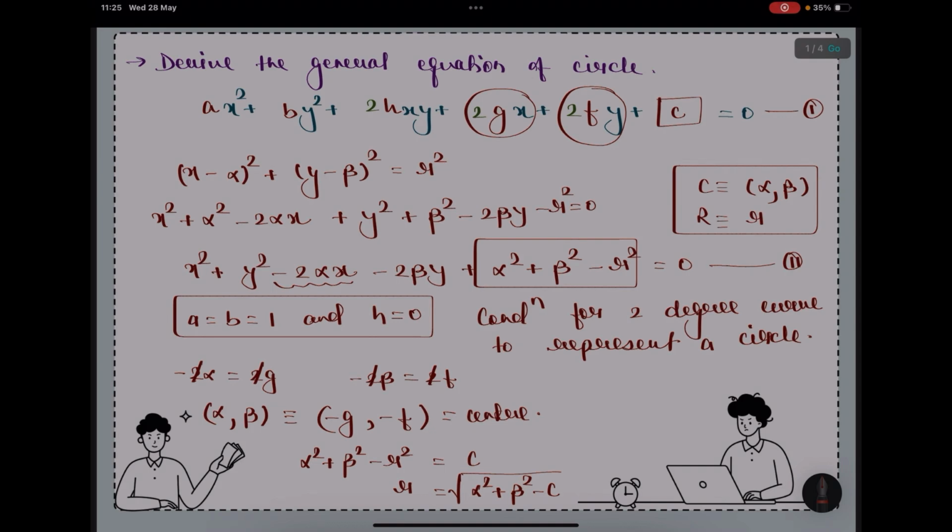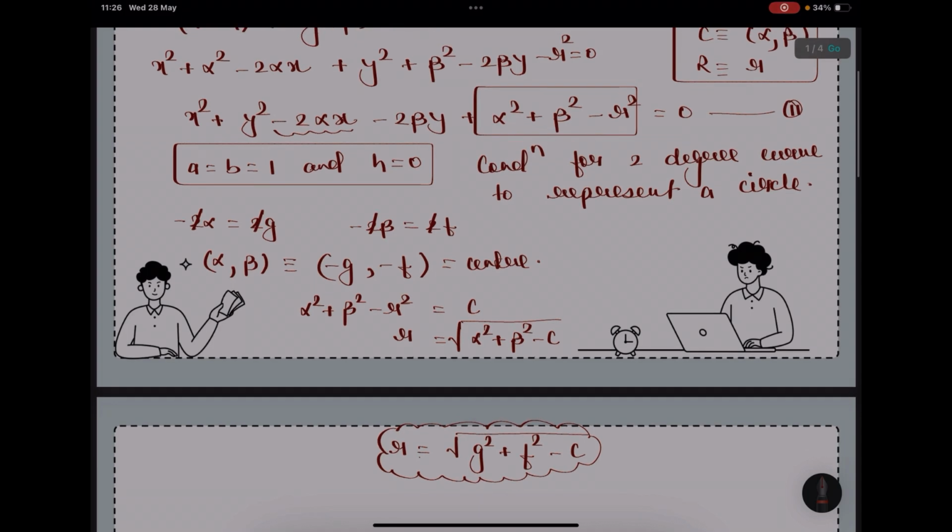Okay, so I am concluding again. For center you have to divide coefficient of x by 2 and then multiply by minus sign. This is the x coordinate of the center, and for y coordinate of the center you have to divide coefficient of y by 2 and then multiply by negative sign. And for radius you got root over g square plus f square minus c. Is that clear?